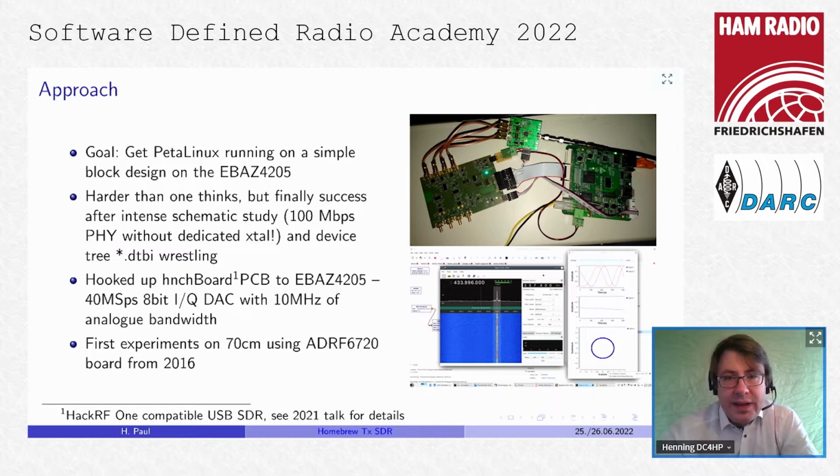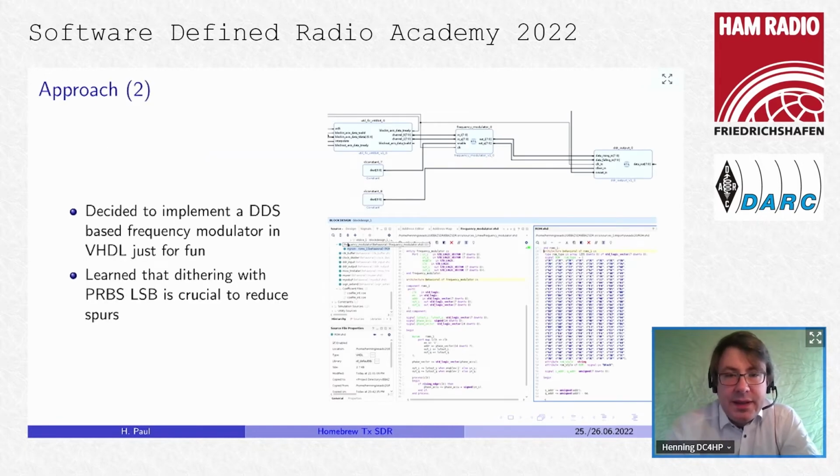And while I was at it, I was thinking, so we have this bottleneck of 100 megabits here. It means we cannot use the full 40 megasamples per second bandwidth of this DAC, because that would require 80 megabytes per second. Of course, that won't work out. We need to put some logic into the FPGA. And one thing that I did first was I built an FM modulator in the FPGA.